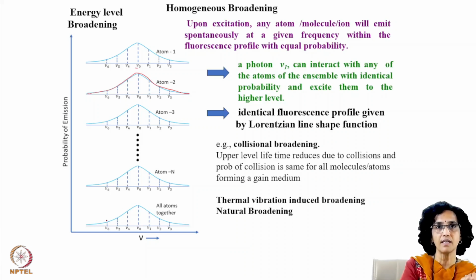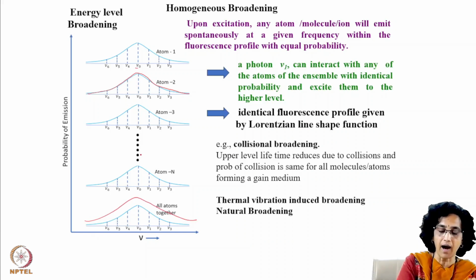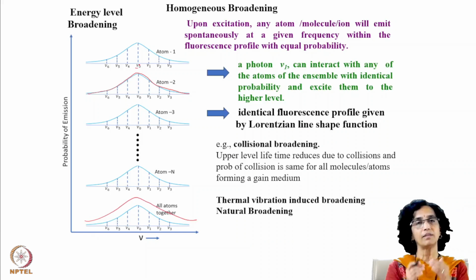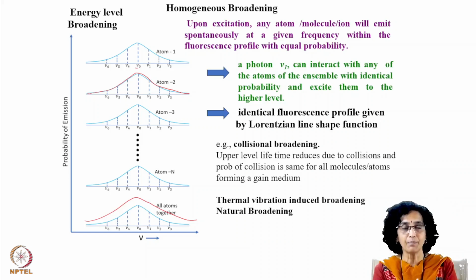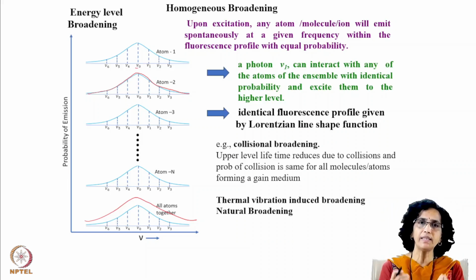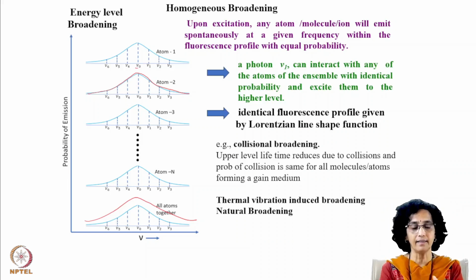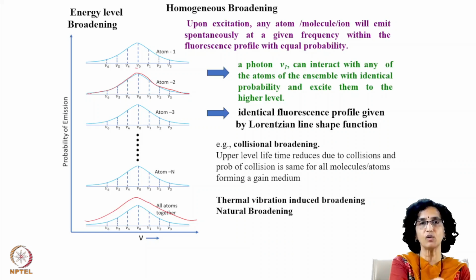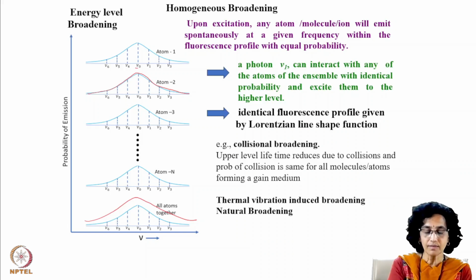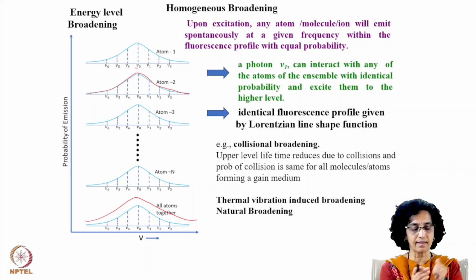Can you see this? This is the fluorescence profile of all atoms put together, and it is identical to that of any single atom. That means all these atoms are identical in respect of their emission. So why then is it not the same as the spontaneous emission width? Why are we saying that this is a little more?